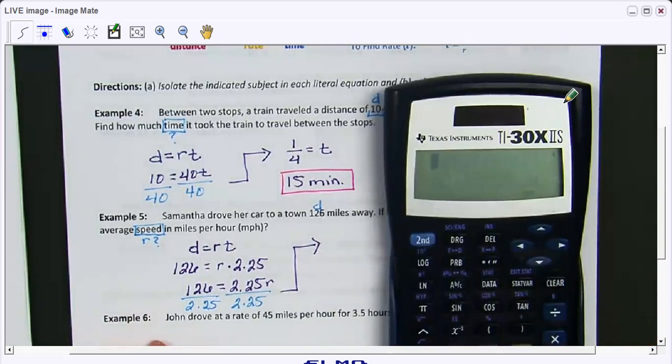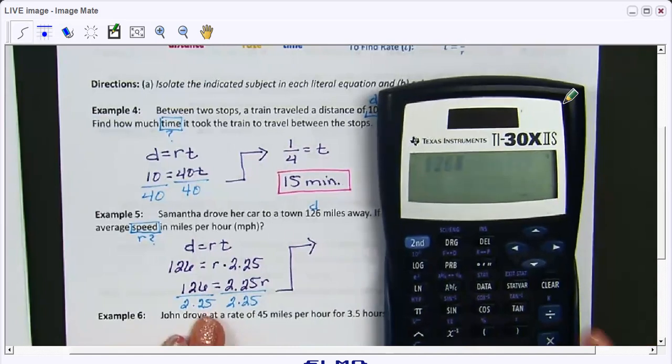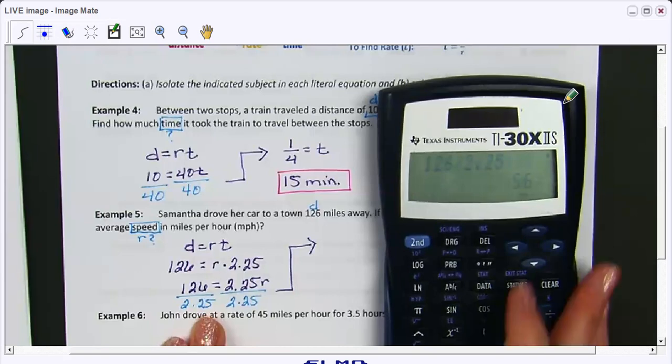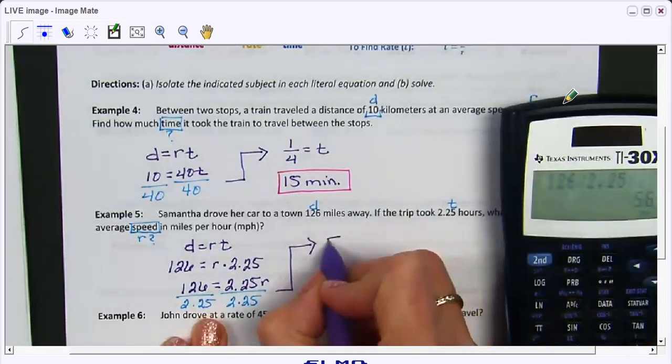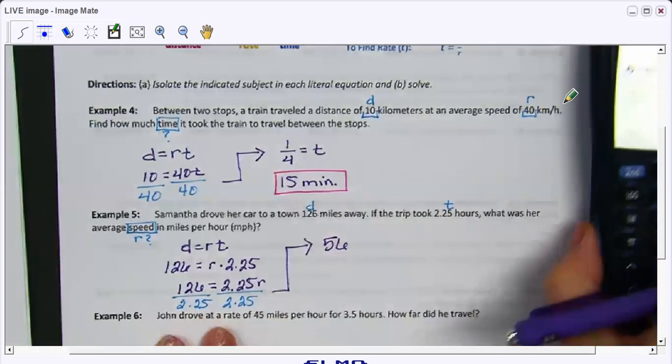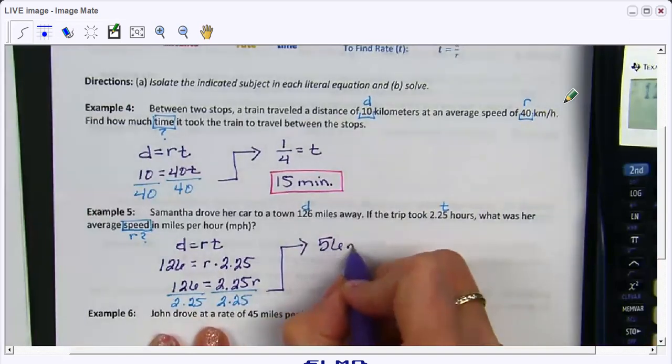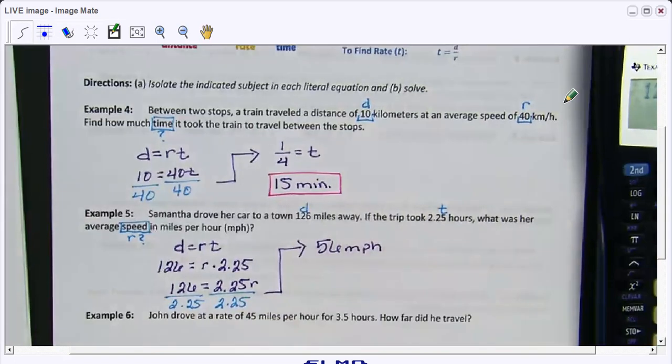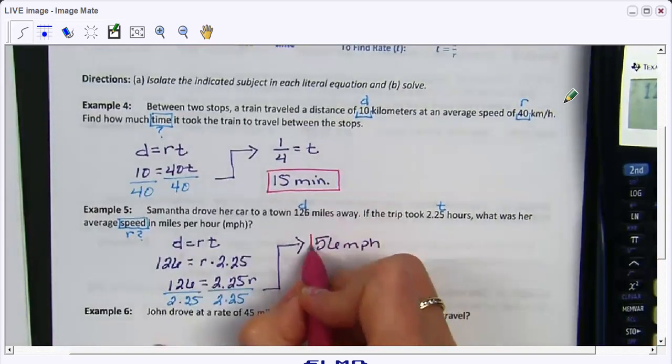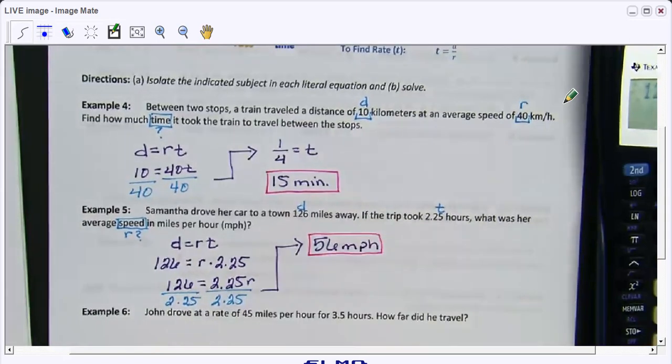All right, so I'm going to take 126 and divide it by 2.25 and I get 56. What's my unit for 56? MPH for miles per hour. And that would be my final answer. Don't forget the MPH. Any questions?